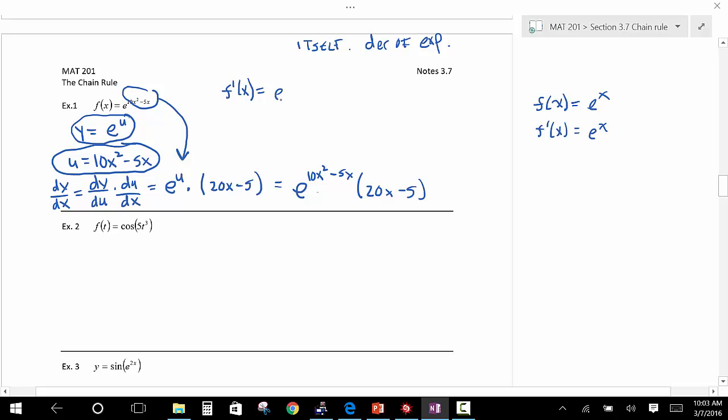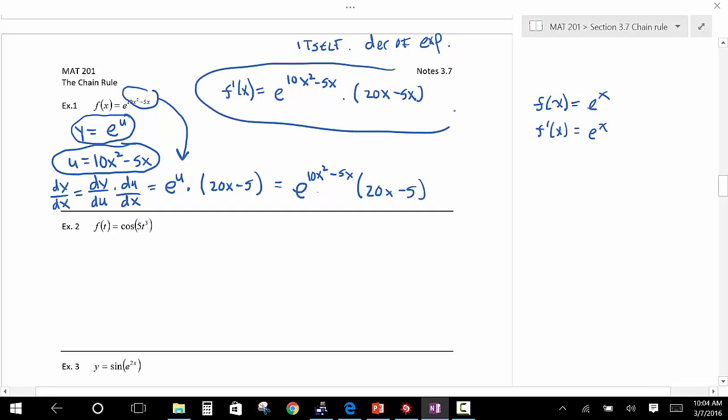So what do you do? You just leave this alone. E to the 10x squared minus 5x. Okay? Don't do anything with it. Don't touch it. Now multiply by the derivative of what the exponent is. So that's 20x minus 5. Okay? So that's how you would handle an exponential like that, is you would just do itself times the derivative of the exponent. Does that make sense? Okay, not 5x. Sorry. Okay, like that.